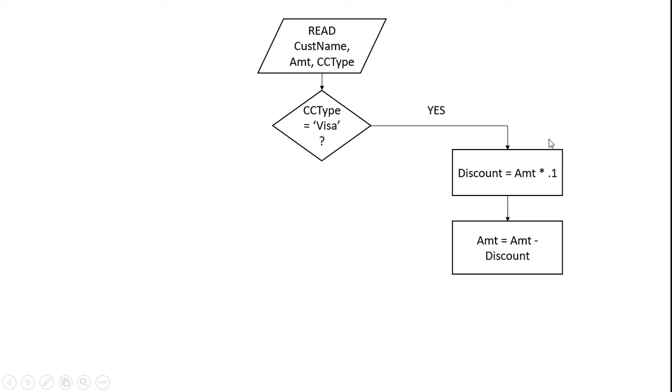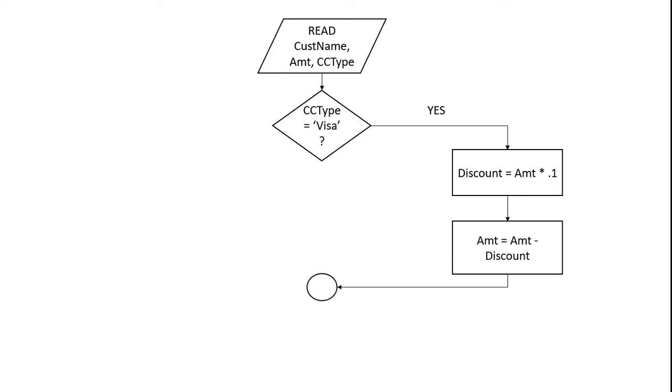So the logic here isn't that important for the if, but just understand what's happening here. Amount times 0.1, which is essentially 10%. We'll assign that to a discount variable. And then we'll, instead of using a new amount, we'll just take the amount, subtract the discount, and assign that as the new amount.